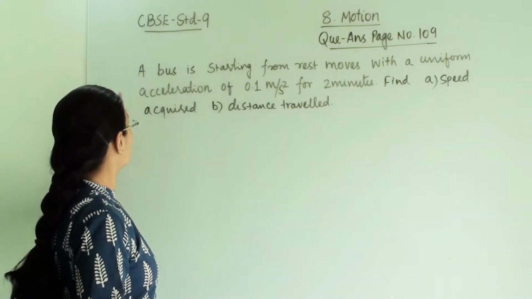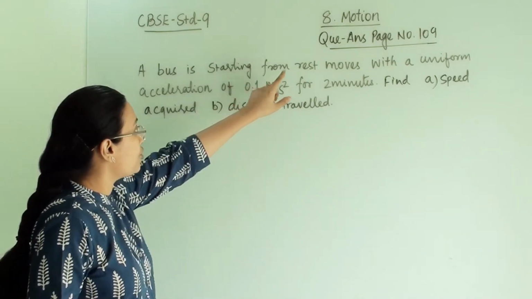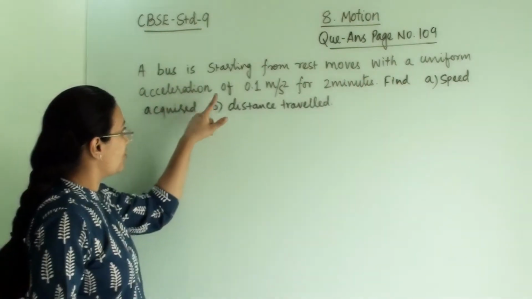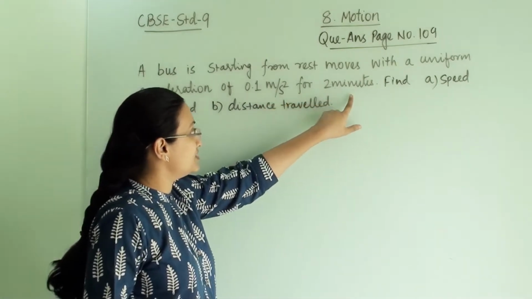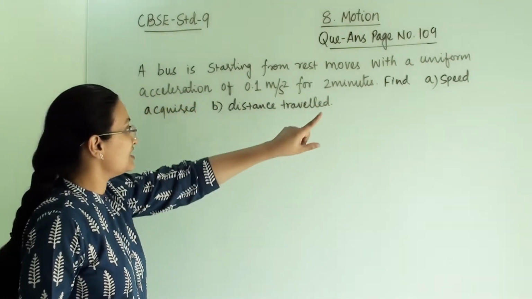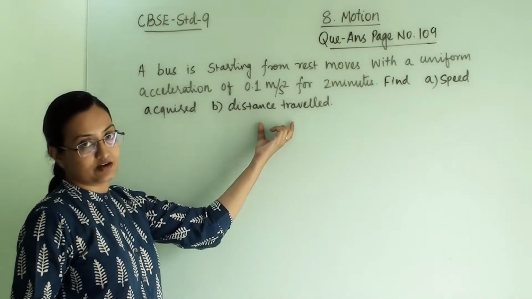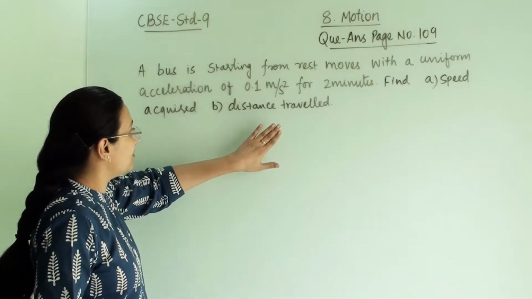So the first numerical is: a bus starting from rest moves with a uniform acceleration of 0.1 meter per second square for 2 minutes. Find the speed acquired by the bus, and the distance travelled. So here we have to see what all things they have given to us.